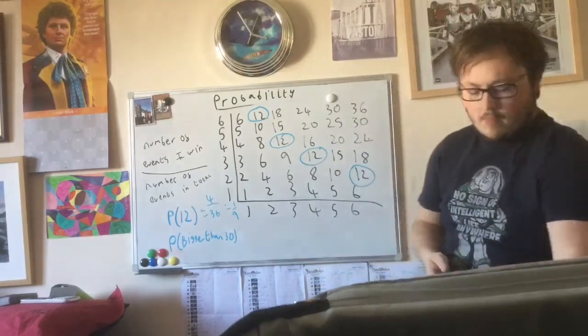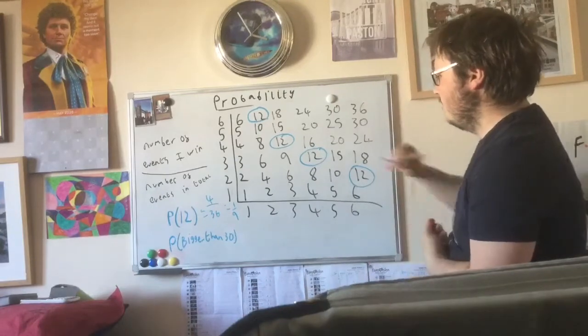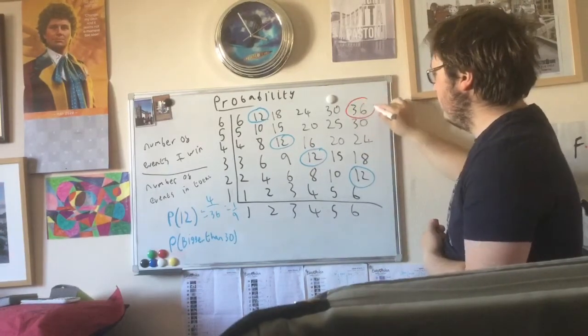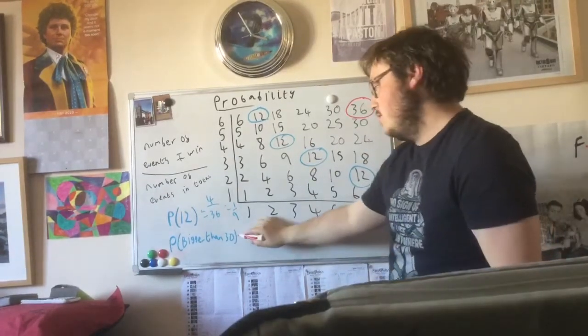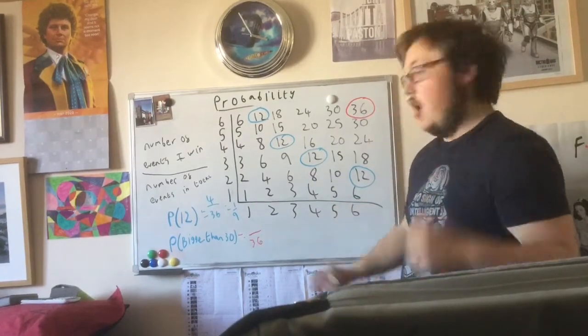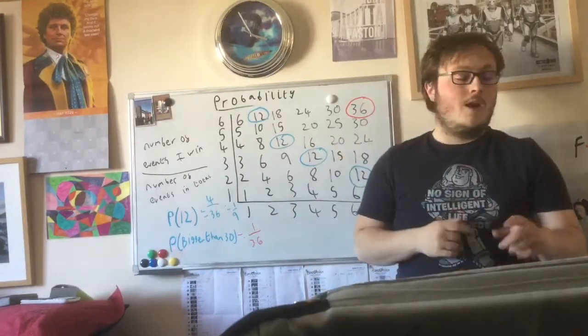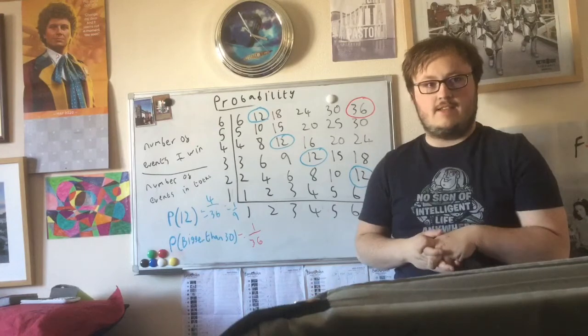Now, I'm going to use my red pen to find the numbers that are bigger than 30. There's only one, 36. So the probability is out of 36 events, only one of them I'll win. So the probability is 1 over 36.